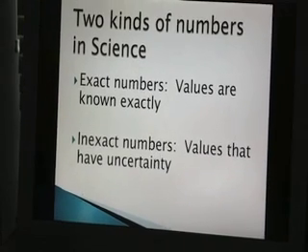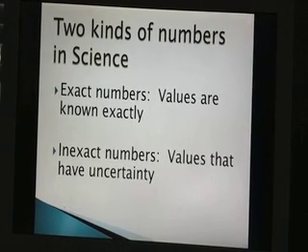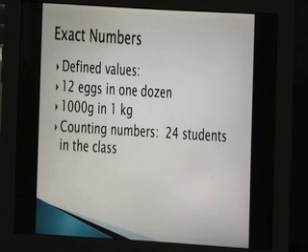There are two kinds of numbers in science. There are exact numbers. We know their value exactly. And then there are inexact numbers, and those are values that have uncertainty. Let's talk about exact numbers. They're defined values. When we say there are 12 eggs in a dozen, there are exactly 12 eggs in a dozen. Sometimes definitions like 1,000 grams in a kilogram, those are exact numbers. Whenever we count, like there are 24 students in our class, those are exact numbers.